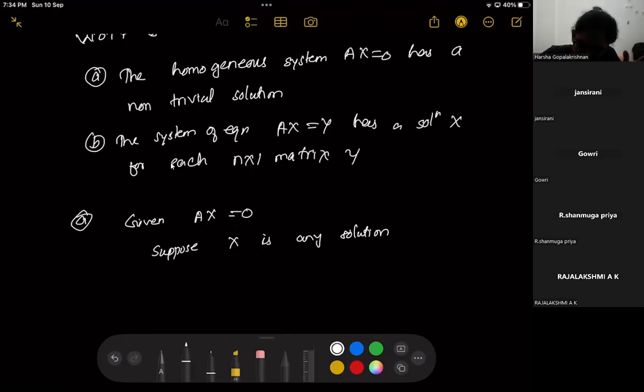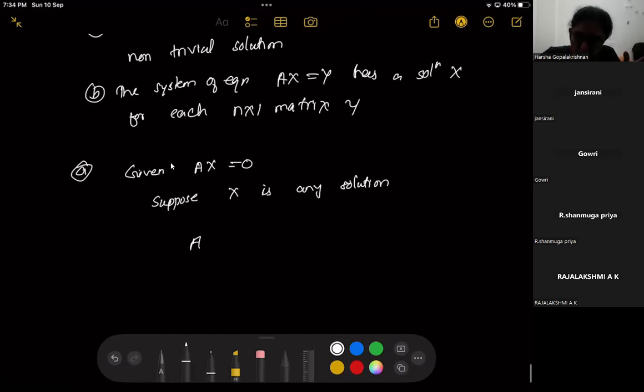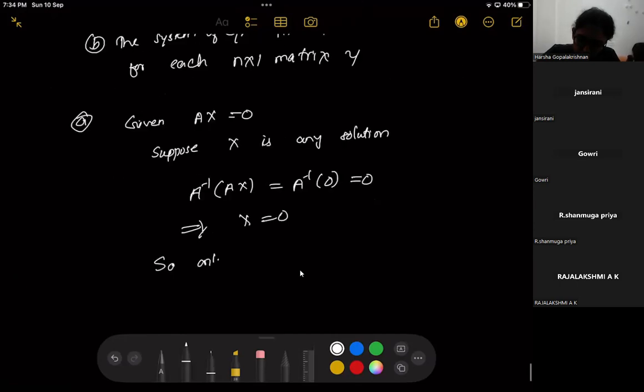I am multiplying A inverse on both sides of this equation. So A inverse Ax equal to A inverse into 0. A inverse A is identity, so what I will get is x equal to 0. So whatever solution I assume, I get x as the trivial solution. So only the trivial solution exists. So A is false.